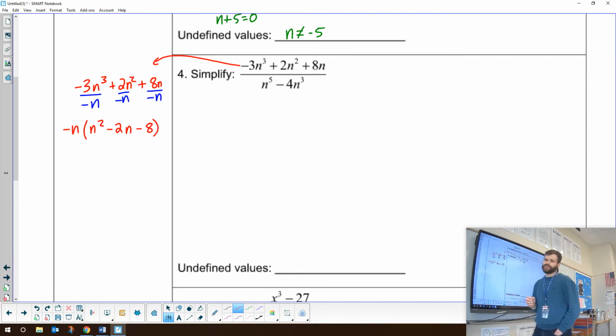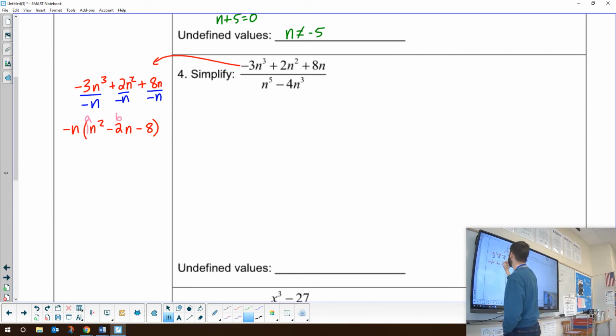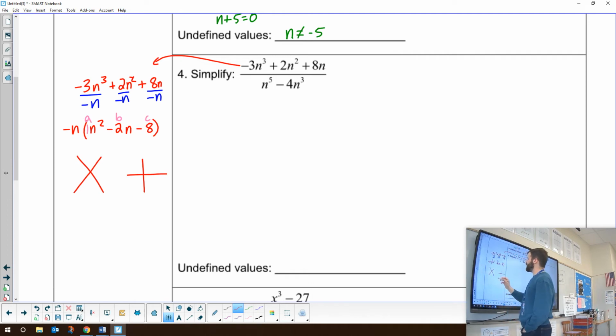Then we can factor this. It's a trinomial. Here's my a, here's my b, here's my c. So we're going to get 1n squared, x and plus. So x and plus, we're going to have a negative 8 on top, a negative 2 on bottom, so that my two numbers are going to be negative 4 and 2. So those are my two numbers.